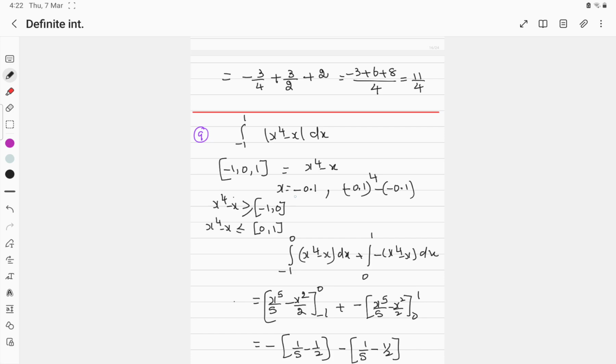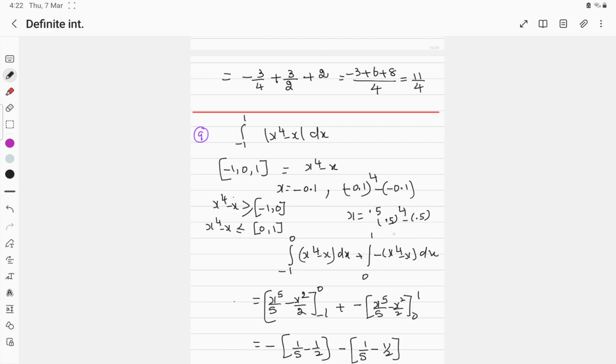If we put x is equal to -0.1, we get here positive, here also positive. So x power 4 minus x is greater than or equal to 0 in -1 to 0. Then if we put 0.5 in 0 to 1, take any point, x is equal to 0.5, then x power 4 is equal to 0.5 power 4 minus 0.5.